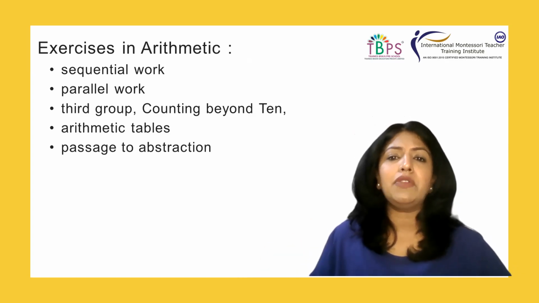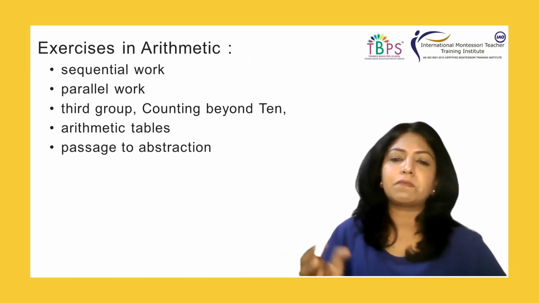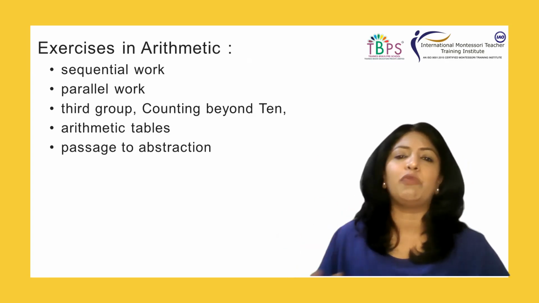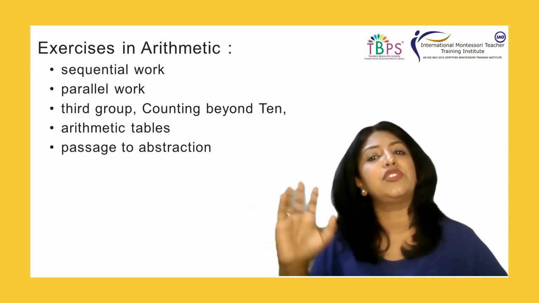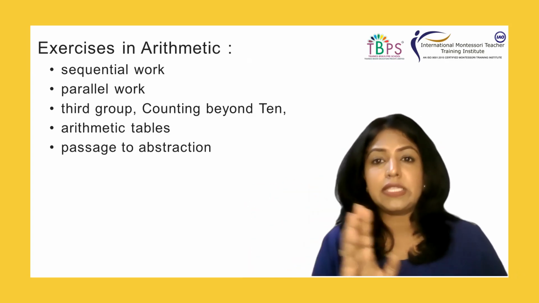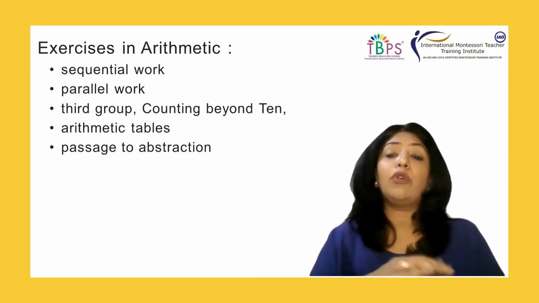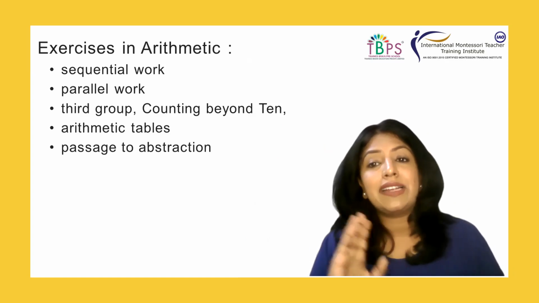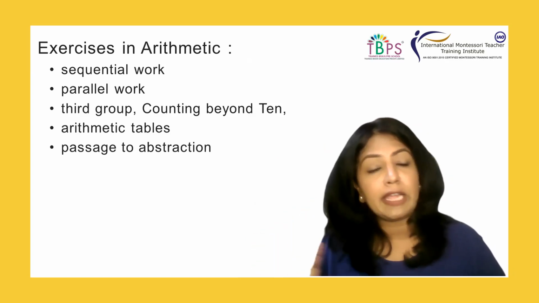Then we work on the parallel grouping. Now in parallel grouping, in the third group, the child is still counting, but parallelly you have to start working on the third group. This is where we work on counting beyond tens. Now what is beyond 10? That's when we include teens, tens, linear and skip counting, and all of that.